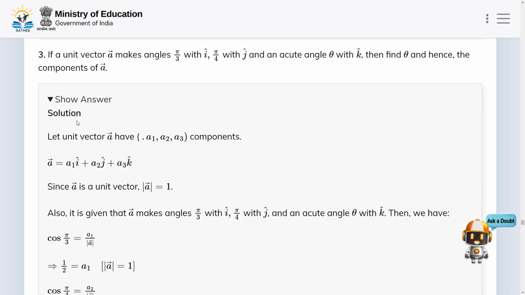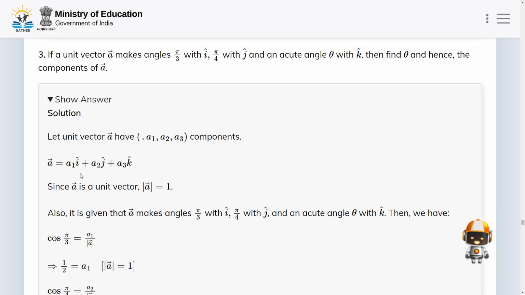When it is given that A is a unit vector, this means the magnitude of A will be 1. As you can see here, we are taking the A vector in general. It must have some scalar components A1, A2, A3. Then your component form will be A1 i hat plus A2 j hat plus A3 k hat. You just have to find A1, A2, A3.